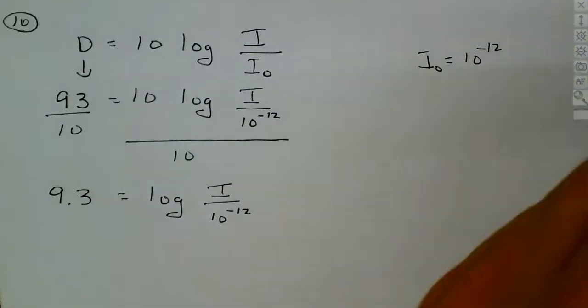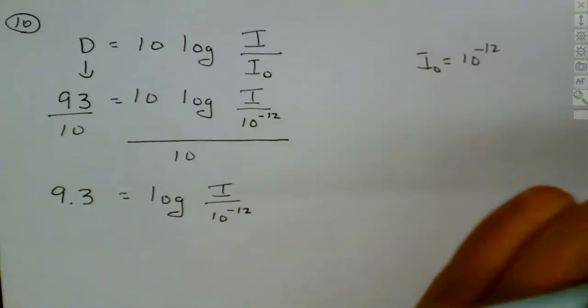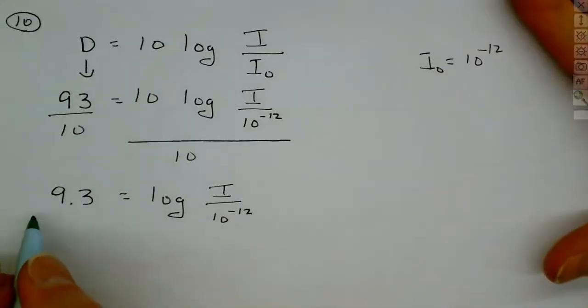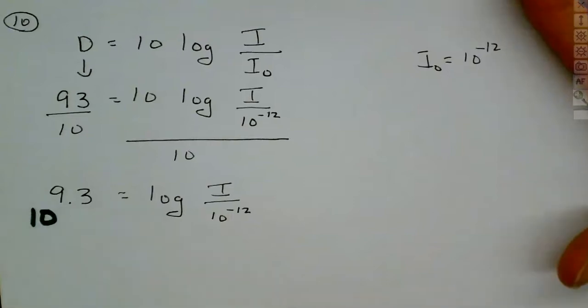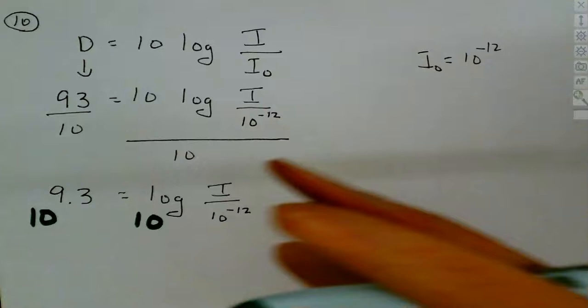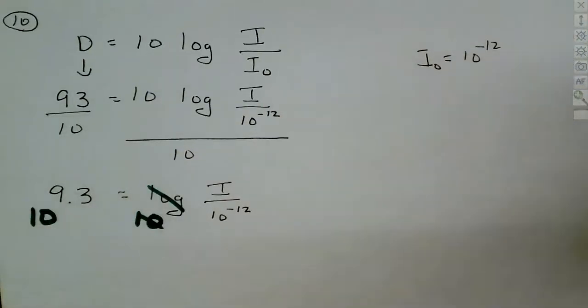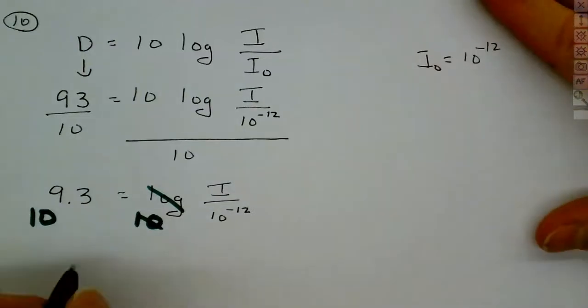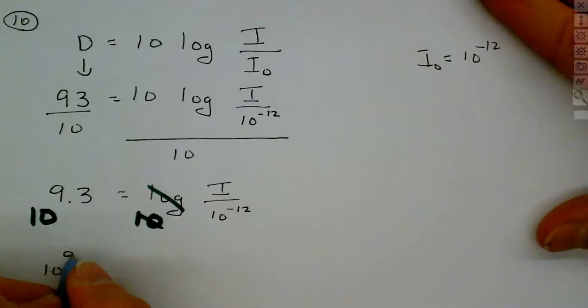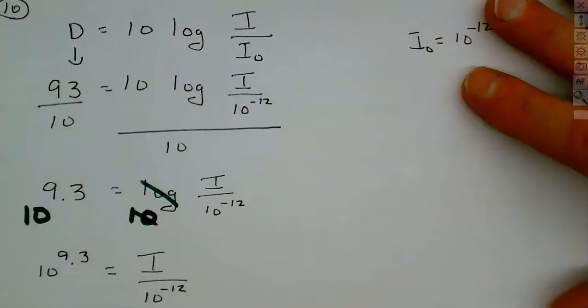We did these a moment ago. How do we get rid of a logarithm? This is log base 10. So to get rid of log base 10, we use power what? Power 10. So that power of 10 and that logarithm, well, they cancel out. Now we have 10 to the 9.3 power equals I over 10 to the negative 12th power, right?